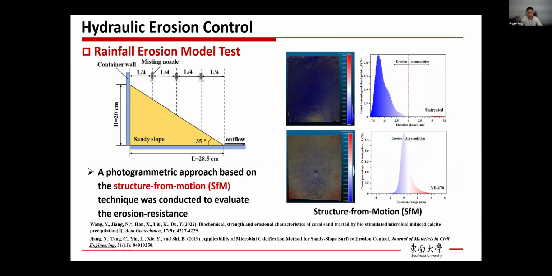Using the same model test apparatus, we also performed the rainfall erosion test. In this case, we use a new method, a photogrammetric approach based on structure from motion, or SfM, to get the erosion on the slope surface. As you can see on the right-hand side, the blue indicates erosion and the red indicates accumulation. The top one is the untreated case, where we can see quite uniform erosion on the surface of the slope. For the MICP treated case, there is only a little bit of erosion in the middle and some accumulation at the toe part of the slope. So this result could also demonstrate the effectiveness of MICP for slope surface protection.